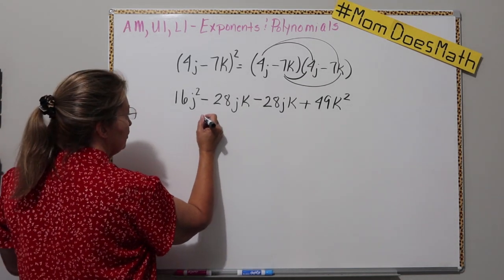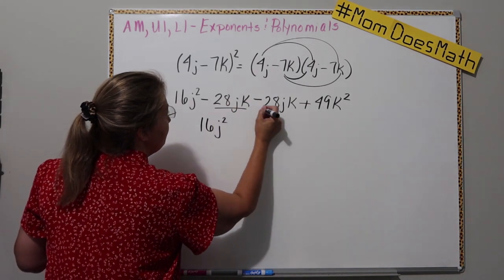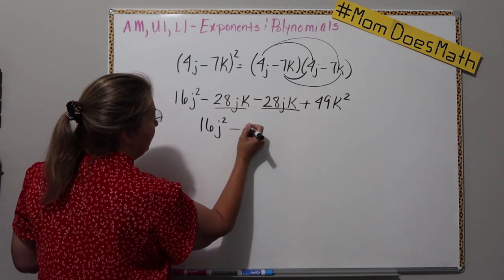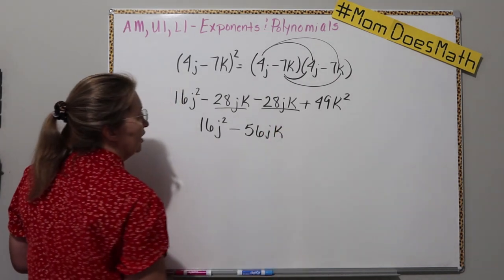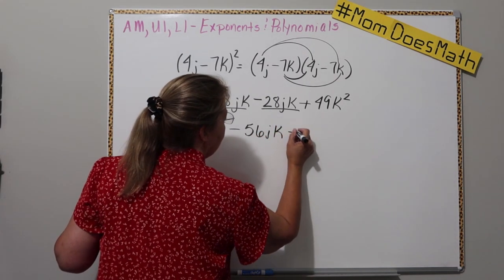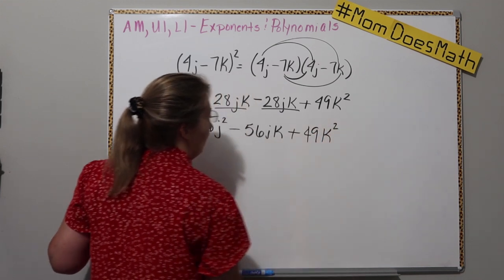Now let's combine terms. I don't have another j squared term, so it's not going to change. These two terms can combine, and I get negative 56 jk. And then I have my plus 49 k squared.